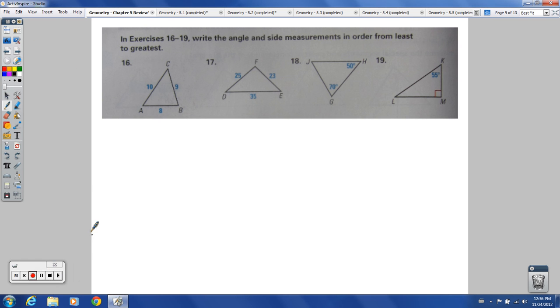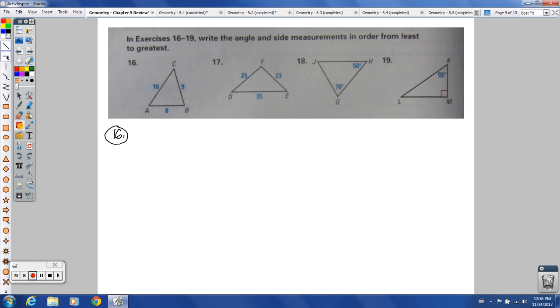So I think I can get rid of this at this point too. Let's figure out these ones now. So 16, write the angle and side measurements in order from least to greatest. I'm going to make some extra lines in this one just to keep things a little neater. Green's fine, I don't mind.